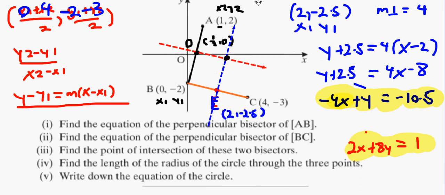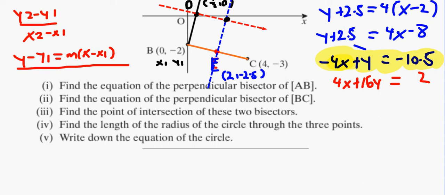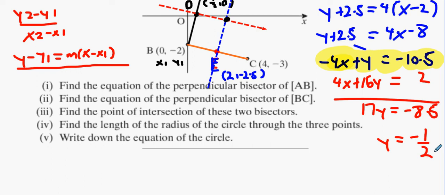So what I'm going to do is multiply the red equation by 2. What will I get? Red equation by 2, lads. 4x plus 16y equals what? 2. Right? And this better come out nicely. I think it does. 17y equals minus 8.5. Y equals minus a half. So y is minus a half.